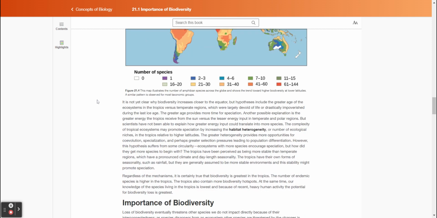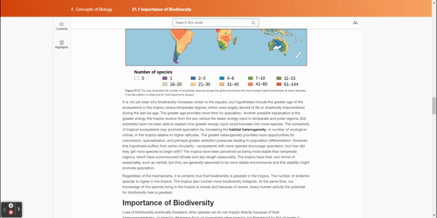The complexity of tropical ecosystems may promote speciation by increasing the habitat heterogeneity, or number of ecological niches, in the tropics relative to higher latitudes. The greater heterogeneity provides more opportunities for coevolution, specialization, and perhaps greater selection pressures leading to population differentiation. However, this hypothesis suffers from some circularity. Ecosystems with more species encourage speciation, but how did they get more species to begin with?